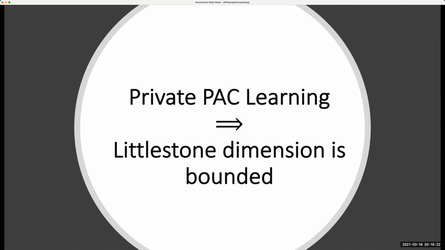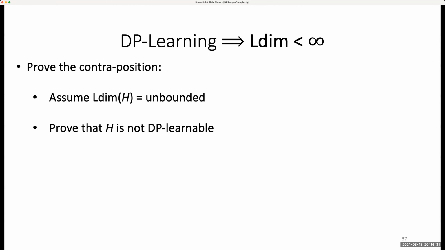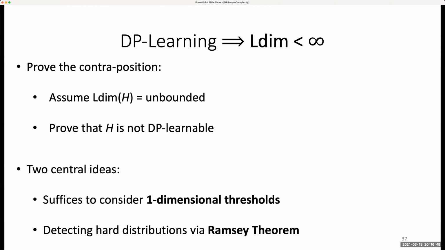Okay, so let's start with proving that private PAC learning implies that the Littlestone dimension is bounded. What we will actually prove is the contrapositive: if the Littlestone dimension is unbounded, then the class is not differentially private learnable. And here there is a very interesting phenomenon that we had to deal with. But before that, there are two central ideas. The first idea is that, instead of considering an arbitrary H which has an unbounded Littlestone dimension, we will just focus on thresholds. We will show that in some sense, thresholds are complete for Littlestone classes. And then once we work with thresholds, we can exploit their structure, and there will be an application of Ramsey's theorem there.